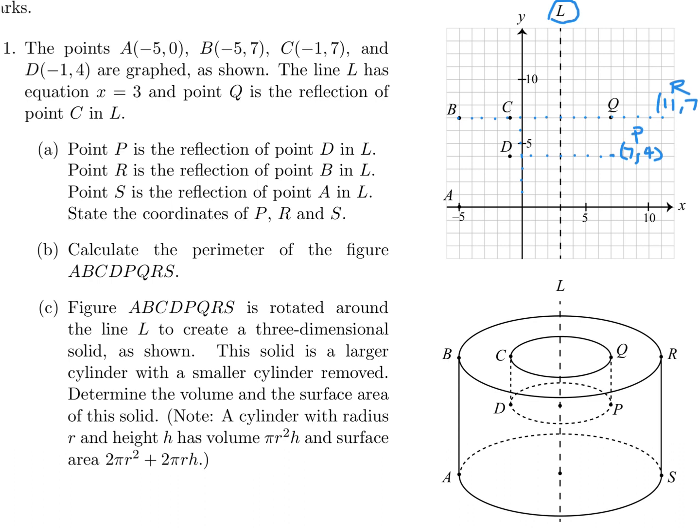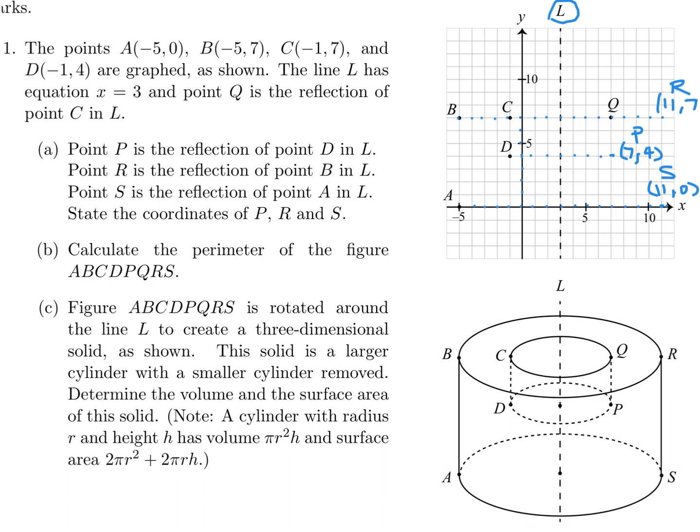And then finally, S is the reflection of A in L. So 1, 2, 3, 4, 5, 6, 7, 8, and 1, 2, 3, 4, 5, 6, 7, 8. And that is going to be obviously (11, 0). And that's S.